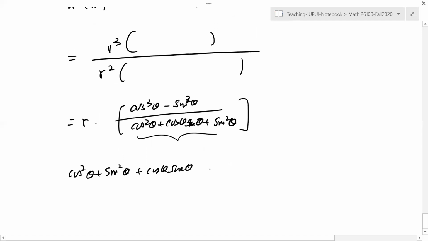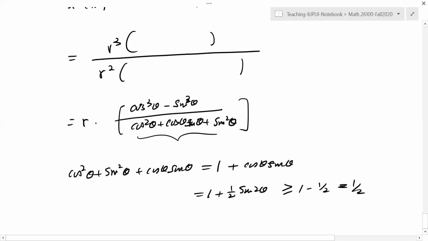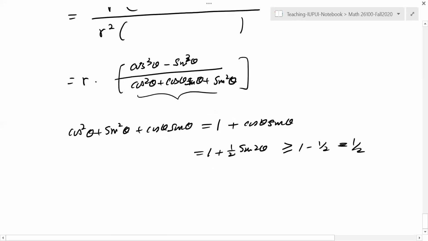You still have to use a lot of inequality here. It's 1 plus cosine theta sine theta, right? And then you can also write it as sine 2 theta. But I know sine 2 theta's value is between negative and positive, so it's greater than or equal to 1 minus 1/2. So that's the smallest value. It's never negative. You see, it's not easy to check that, right?